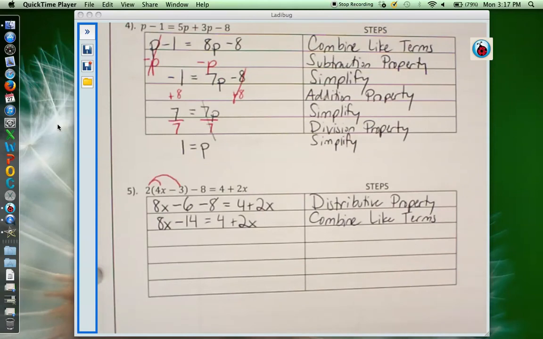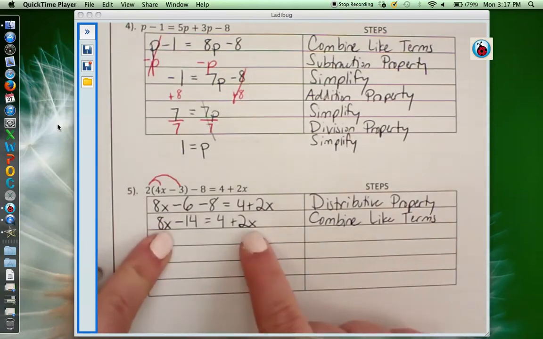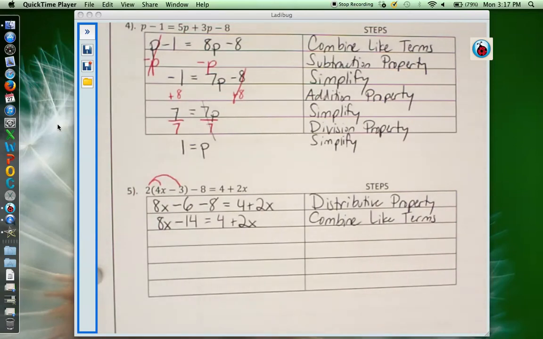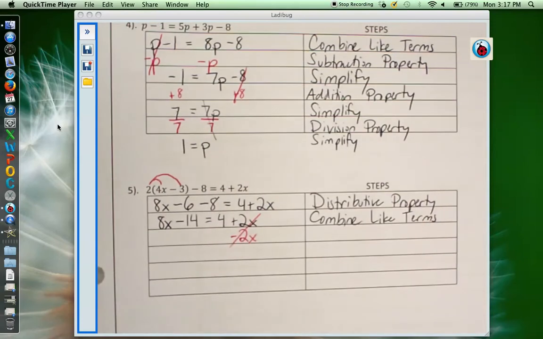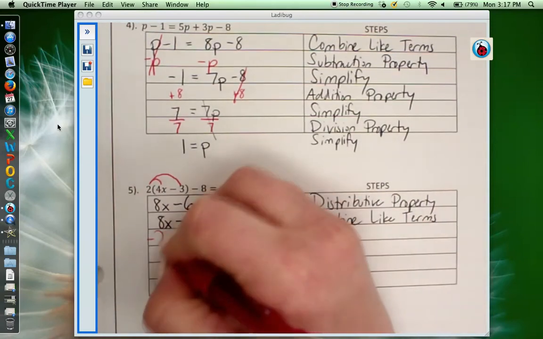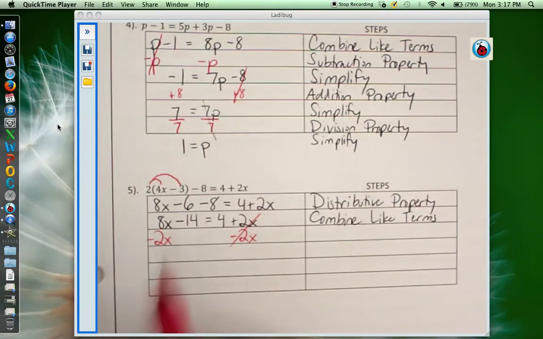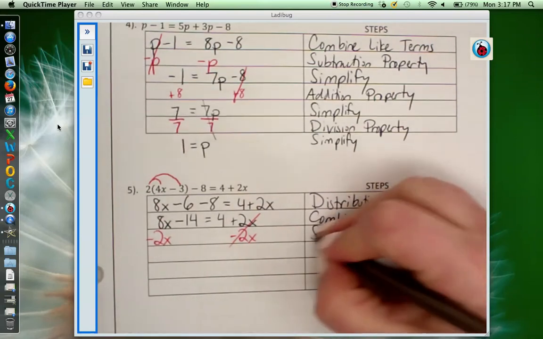Instead, I want to focus on the fact that there's variables on both sides. So next thing I need to check is for variables on both sides. They're there. So I need to cancel either 8x or 2x. So I could either subtract 8x from both sides, or I could subtract 2x from both sides. I'm going to go with the 2x because it's smaller. So I'm going to write minus 2x to cancel 2x. I'm going to also subtract 2x from the other side. And notice how I'm writing it under 8x because these two are like terms. This is subtraction property.